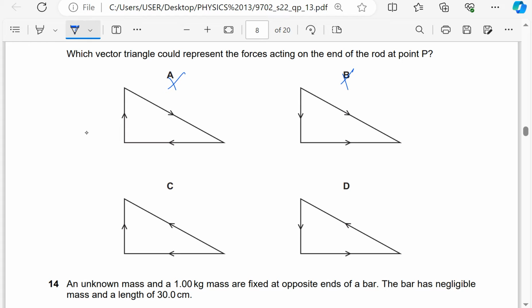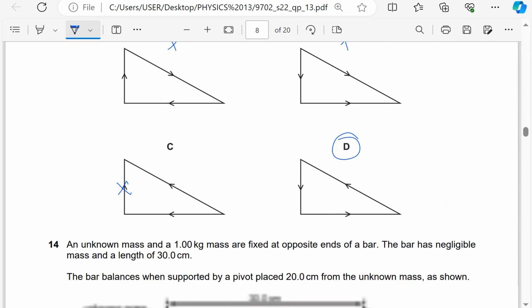We have to choose between C and D. C, unfortunately, is pointing upwards, which makes it wrong. So the answer is going to be D. The answer is automatically D.